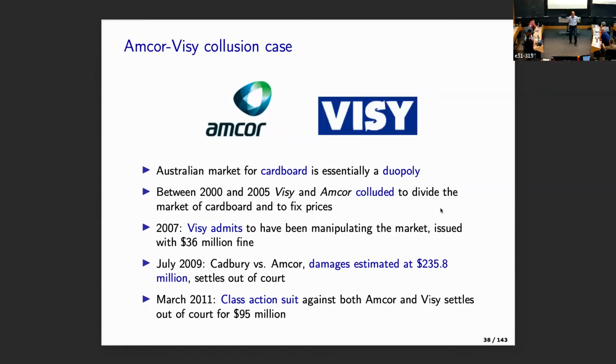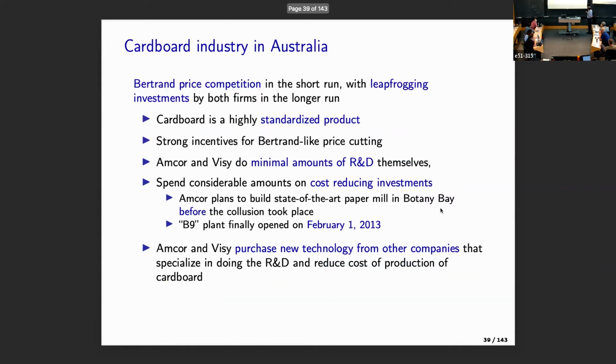This market is quite specific in the sense that neither Amcor nor Visy are doing research and development. So what do they do instead? They are buying machines from Germany, essentially, which allows them to reduce the marginal cost of production. And this is a homogeneous good. Constant returns to scale seems to be a reasonable assumption.